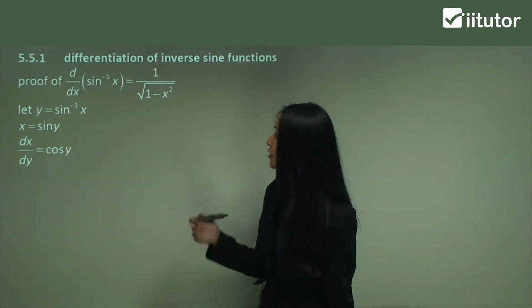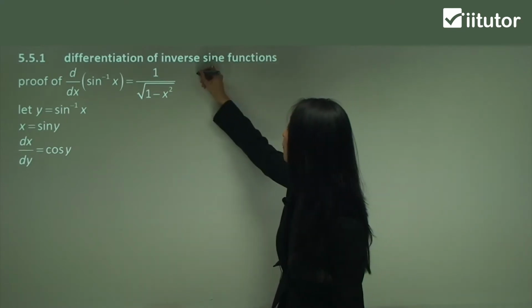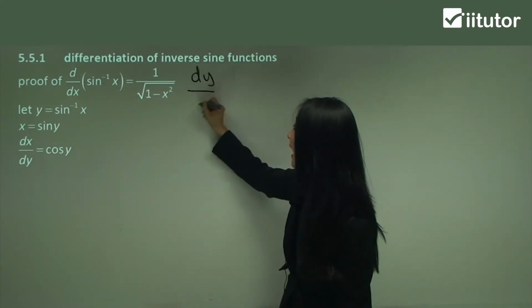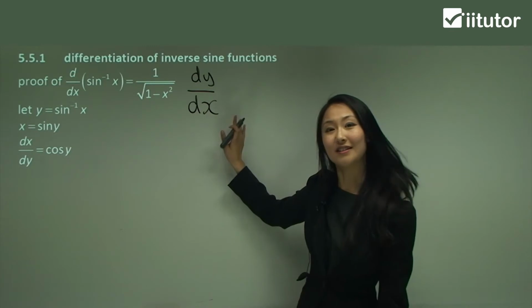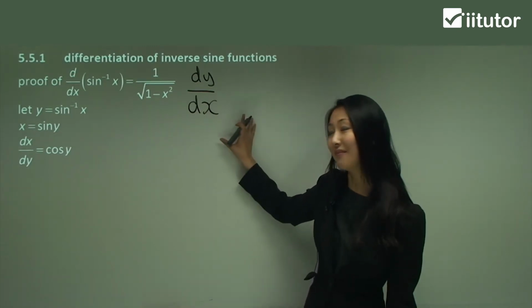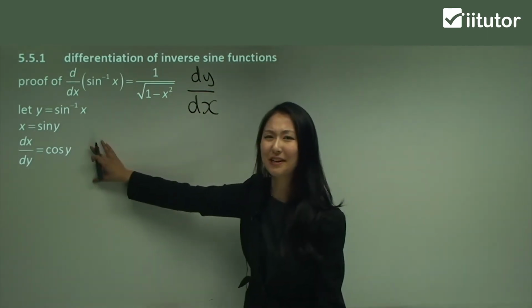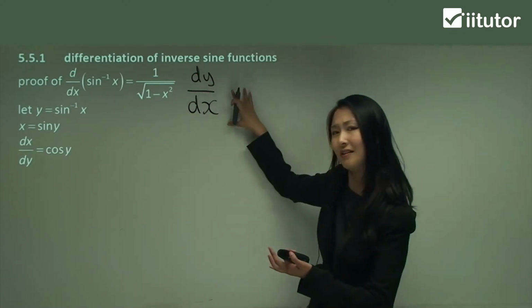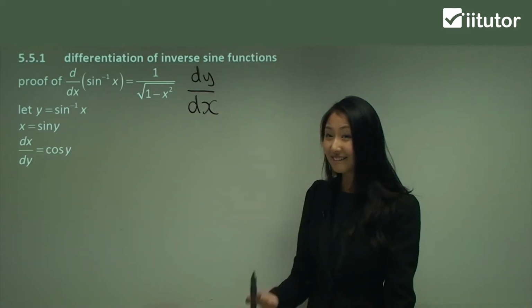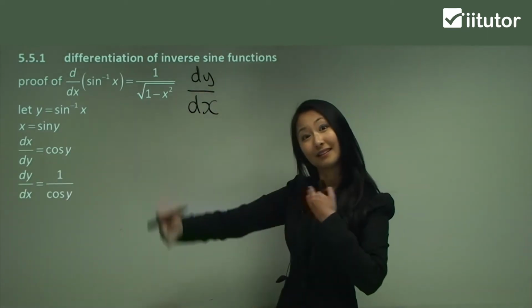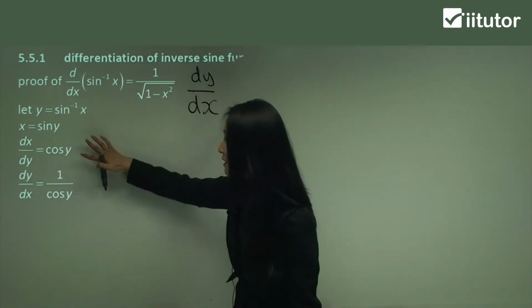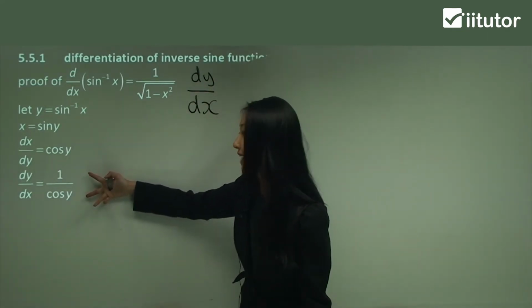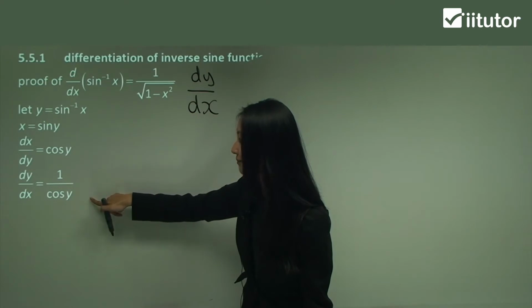But note that up here, what we want to find is dy on dx. Okay, so just keep that in mind. So I have dx on dy, but I want to find dy on dx. So what can I do? I can flip it. So flip this, which means I need to flip that as well, and that becomes 1 on cos y.